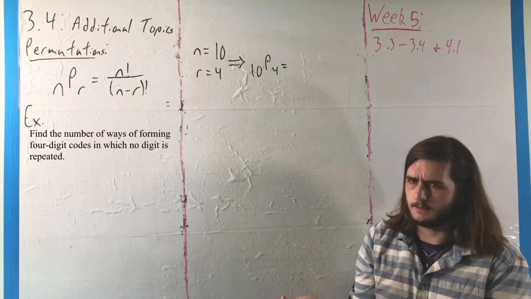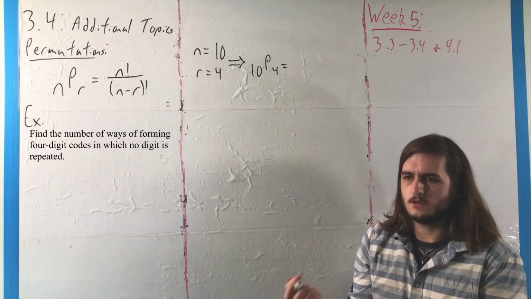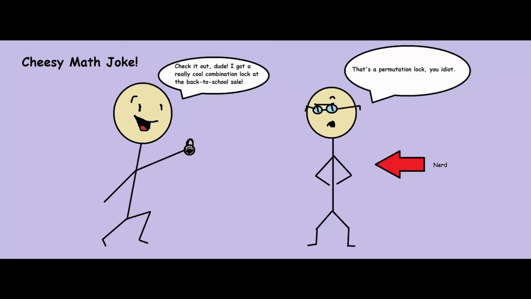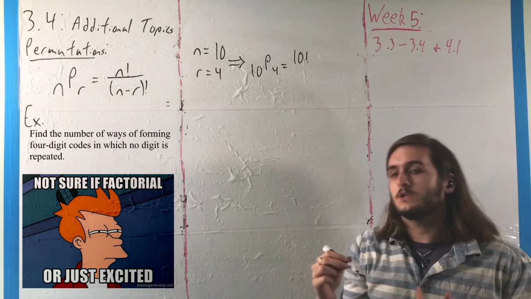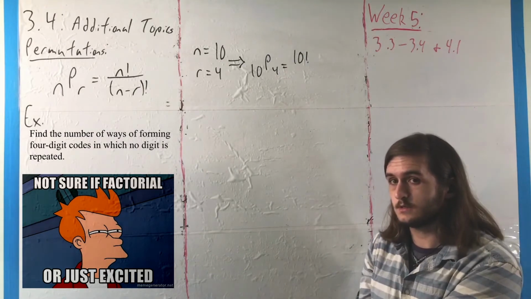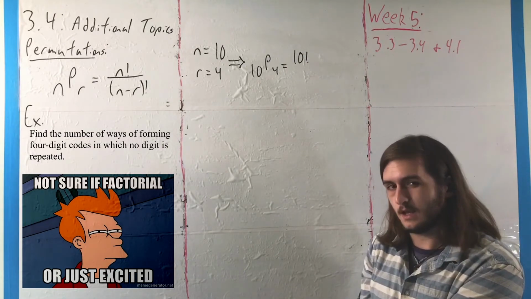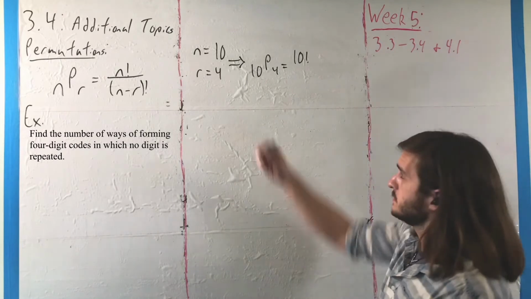The order is important in a combination, at least usually. Although that might hint that we shouldn't call them combination locks, but that's something we'll talk about later. So we have 10 factorial ways that we could select 10 unique digits. But we don't need 10, we just need 4.